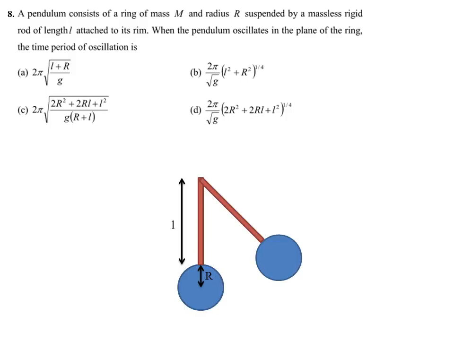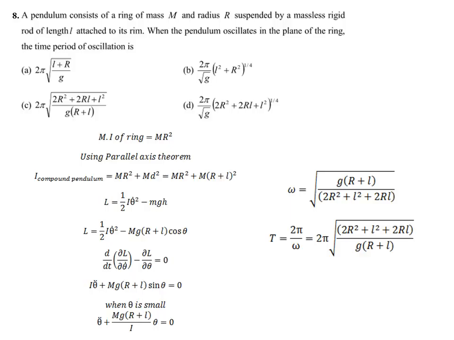Question number 8. A pendulum consists of a ring of mass m and radius r suspended by a massless rigid rod of length L attached to the ring. When the pendulum oscillates in the plane of the ring, the time period of oscillation is. So I have tried to visualize the figure for the compound pendulum. It looks like what is shown in the slide.